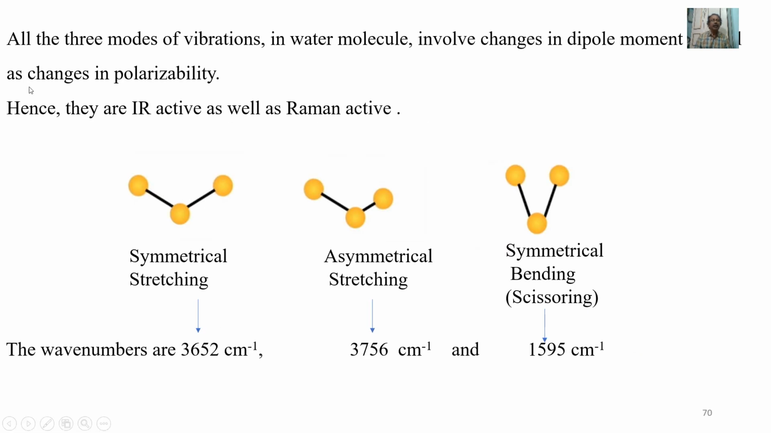All the 3 modes of vibrations in water molecule involve changes in dipole moment and changes in polarizability. Hence, they are IR active as well as Raman active. So we have 3 modes: the first is symmetrical stretching, the second is asymmetrical stretching, and the third is bending, symmetrical bending or scissoring.